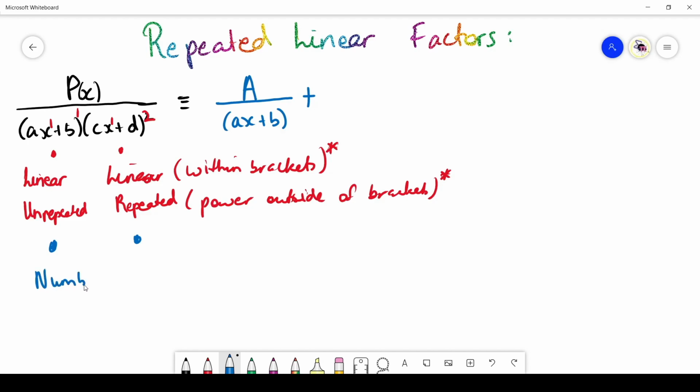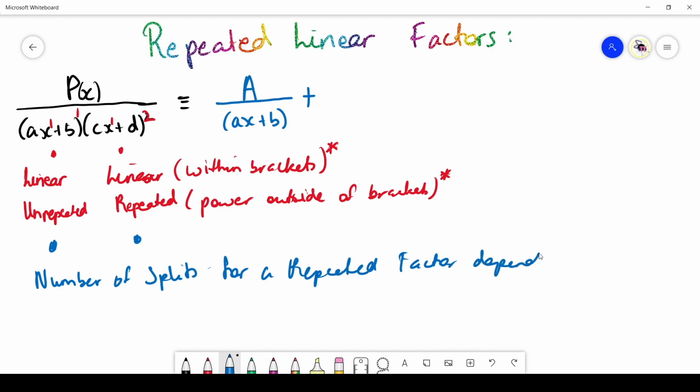The number of splits for a repeated factor depends on its power. All right, so forgive me, like I said, brand new pen. I'm learning to work with it, and as you can see, I'm not doing the best job, but I can speak. So that scribble in blue says the number of splits for a repeated factor depends on its power.